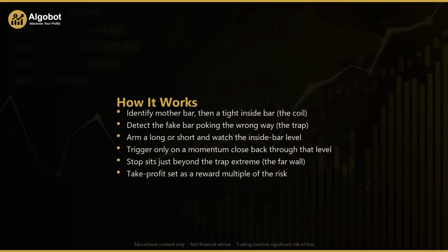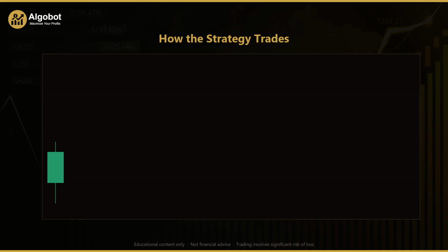That's exactly the level where the trade idea is proven wrong. The take profit is then set as a reward multiple of that stop distance, so the target always scales to the size of the setup on any symbol, any time frame, and any level of volatility. Let's walk through this illustrative chart to see the strategy in action, first on a long trade and then on a short.